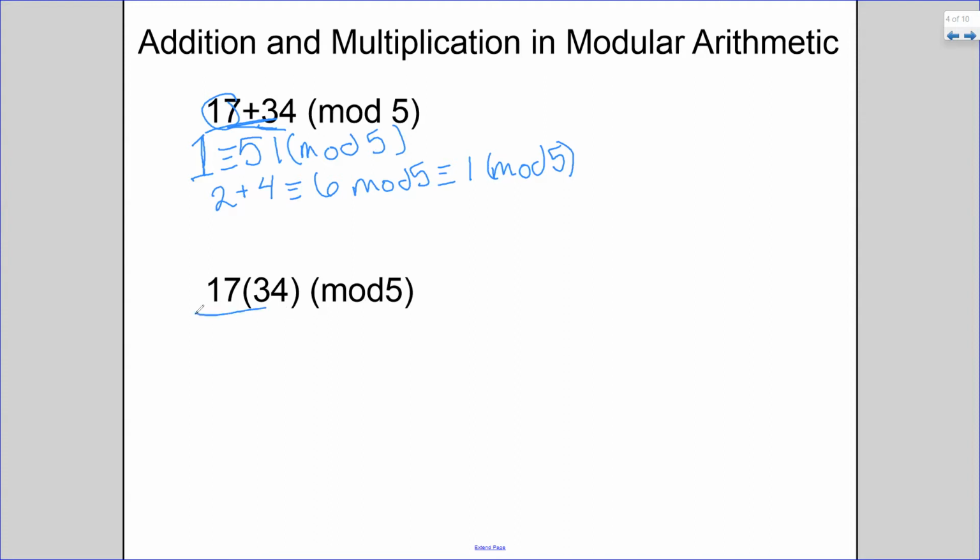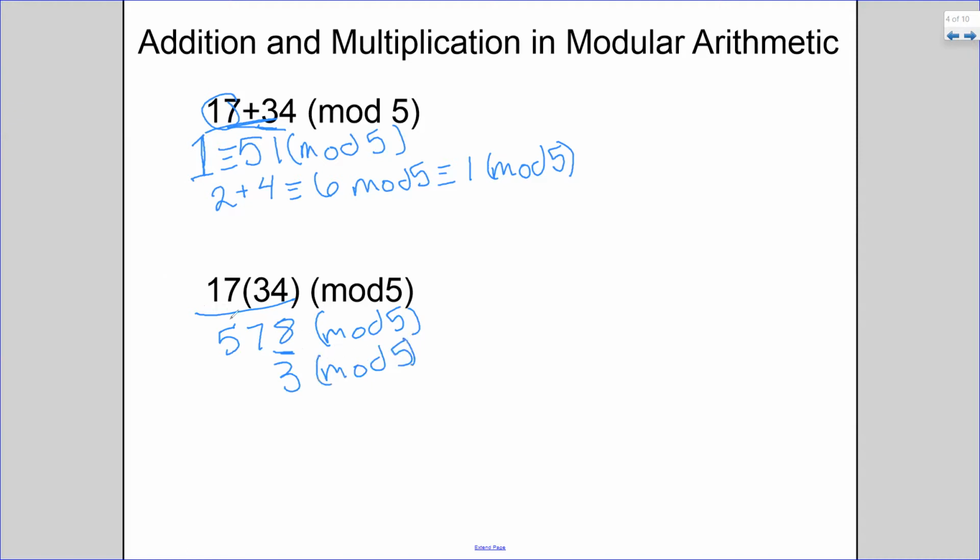Let's look at this multiplication problem. If I wanted to, I could multiply these first and get 578, right? Which, again, I'll be honest, I don't know the multiples of 17 off the top of my head, so I'm not cool like that. But once we take 578 mod 5, we really only care about our units digit in this case, and that will give us a remainder of 3. So this becomes 3 mod 5.